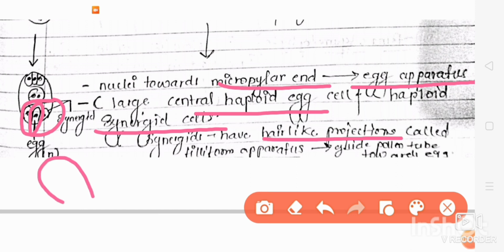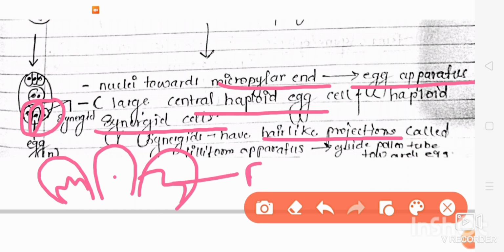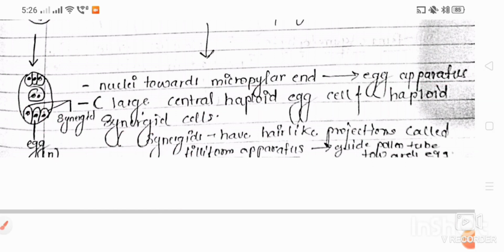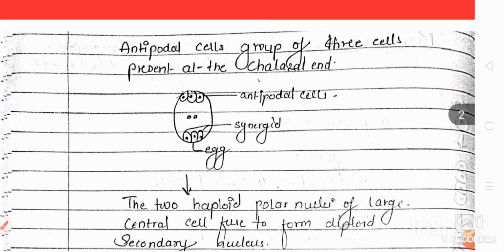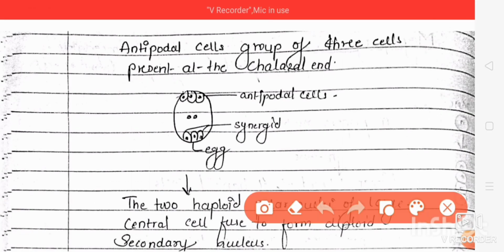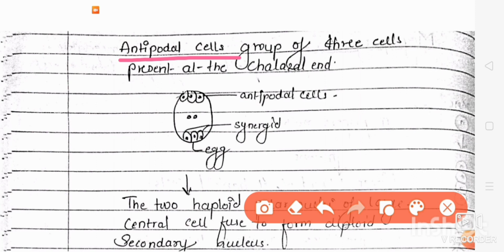Like if we see, there are synergids having a filiform apparatus, at the center there is an egg, and this filiform apparatus helps in guidance of the pollen tube towards the egg. This is the filiform apparatus. After this there is the presence of 3 antipodal cells which are present at the chalazal end. At the upper end, that is the chalazal end, there are 3 cells that are termed as antipodal cells.